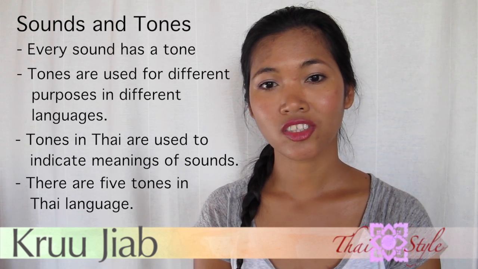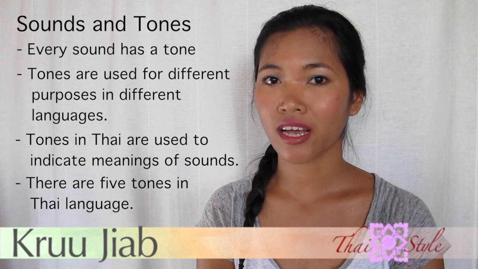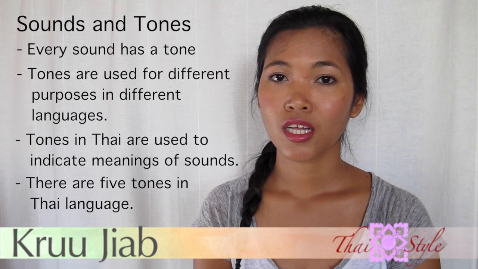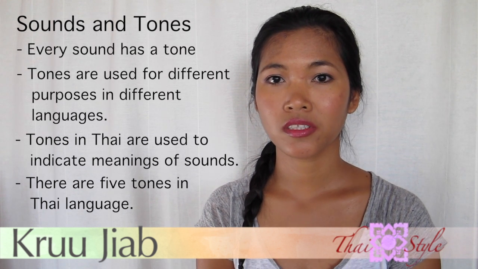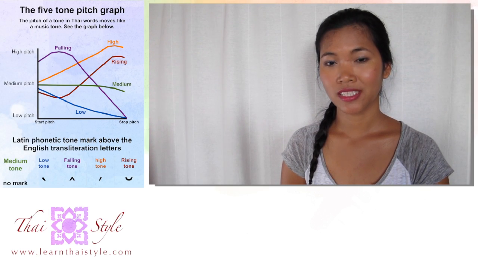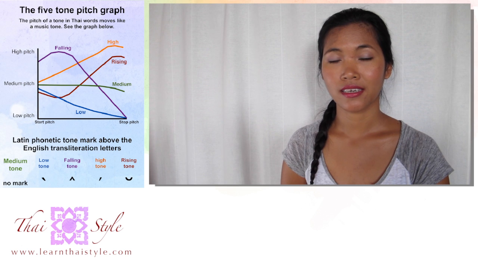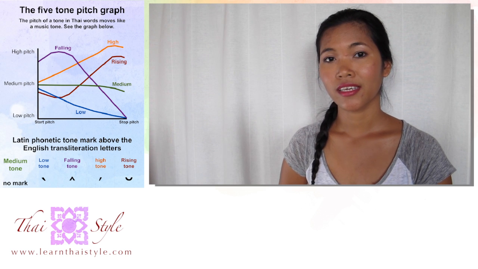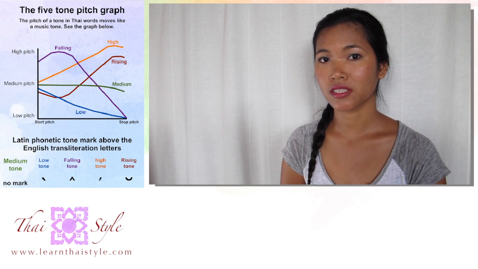Tones in language are just like a music tone that have a pitch and can move up or down depending on the specified movement of each tone. Please also be aware that tones in Thai language are different to tones in Chinese language. There are 5 tones in Thai language, which are mid, low, falling, high, and rising. Each tone has got its own pitch, as you can see in the graph. The graph indicates the movement of each tone.